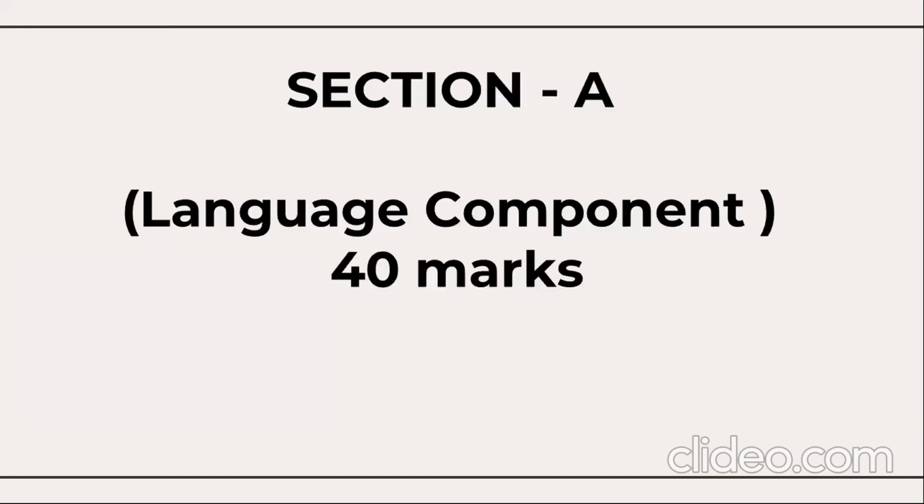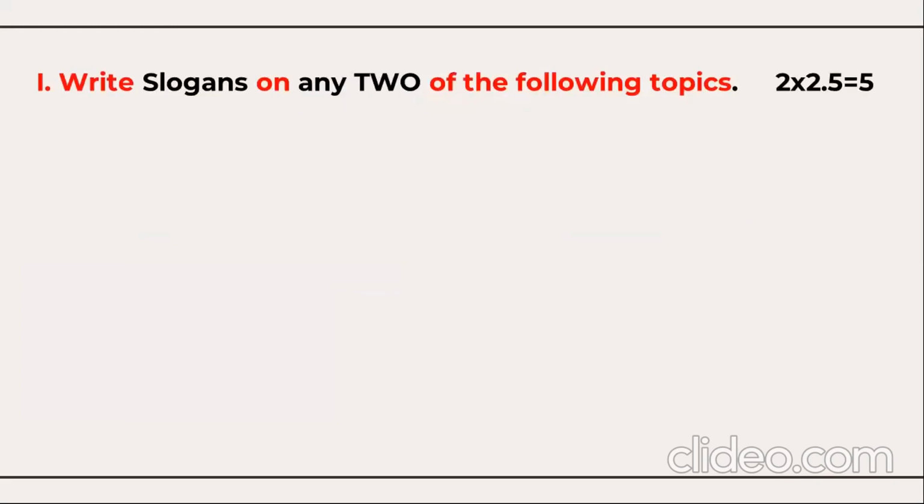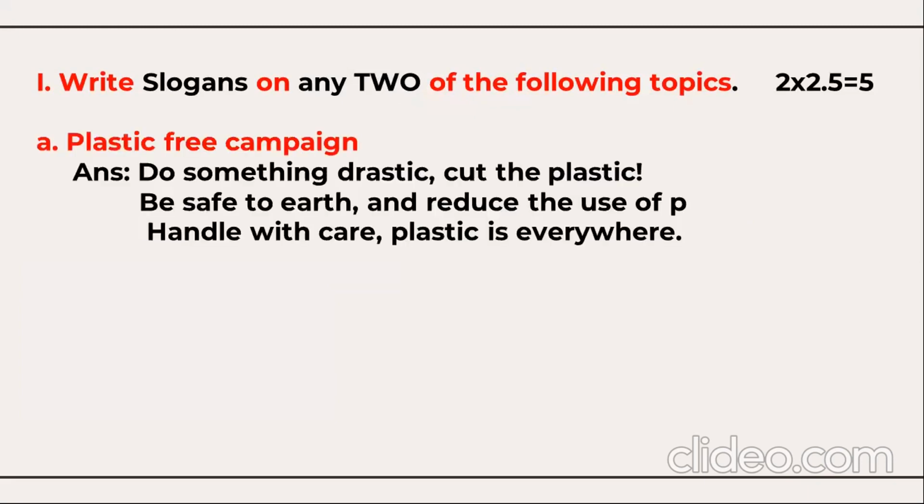Let's move on. Section A, as usual, consists of language components for 40 marks. To begin with, the first question: you will be given 3 situations or themes. Based on the 3 themes, you need to attempt 2 themes, and for each theme, you need to create 2 slogans or captions. For example, the first theme here is a plastic free campaign. The slogans may be like this: do something drastic, cut the plastic; be safe to earth and reduce the use of plastic; handle with care, plastic is everywhere.